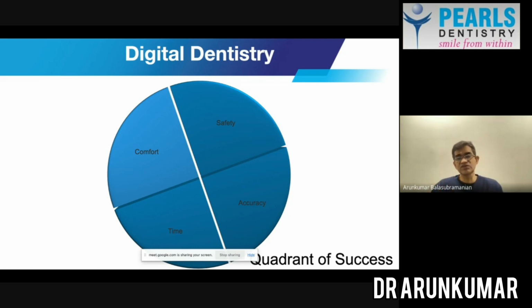And all these things, safety, accuracy, and time, matter when the patients are going to be greatly comforted by the entire process, and it becomes even more convenient for the patient. So when all these four things come together is what I would call the quadrant of success. So it becomes a successful treatment outcome. So digital dentistry in the present scenario, we'll be looking at in all the areas where we will see how this is actually becoming a successful treatment modality.